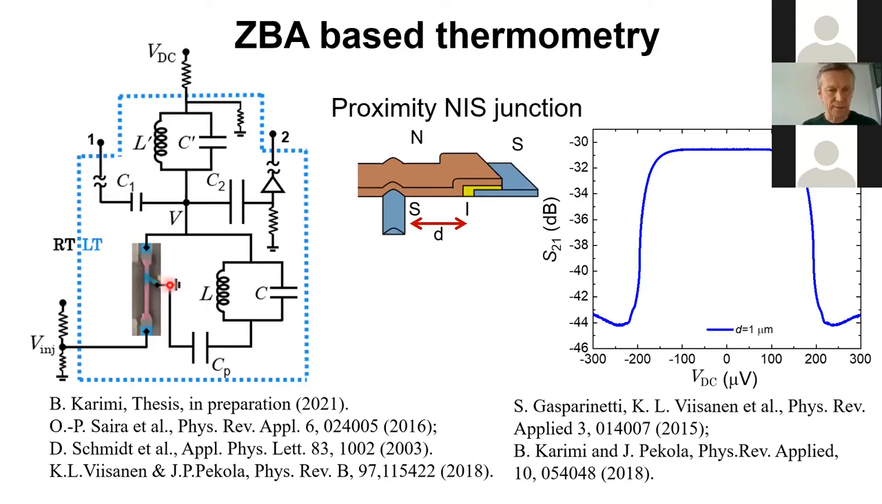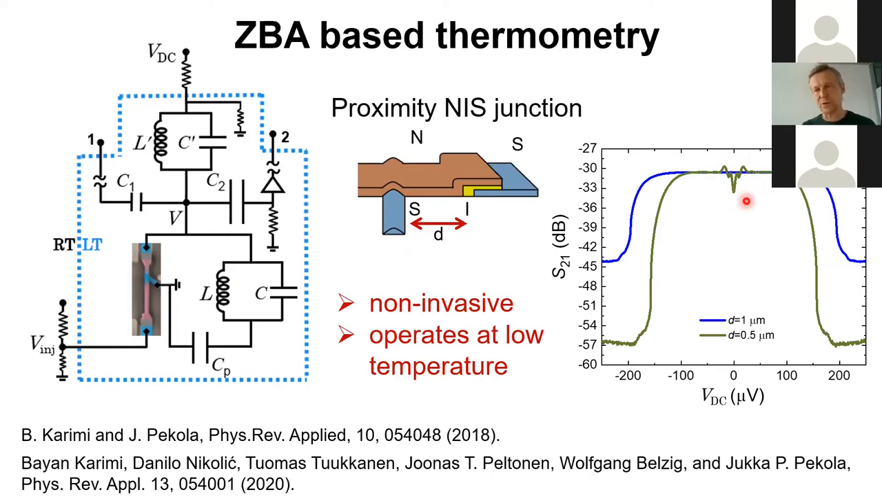So what we do is that, instead of having this usual NIS tunnel junction here, we also bring a superconducting probe in direct contact, without a tunnel barrier, close to this NIS junction. The consequence is that if this is close enough, then the proximity of the superconductor makes this normal metal slightly superconducting. And what we see in this case is a weak proximity supercurrent occurring in this junction. Now this has some very important features. It is non-invasive to a large extent because we don't apply any bias voltages, and partly due to that, it operates also at much lower temperatures.